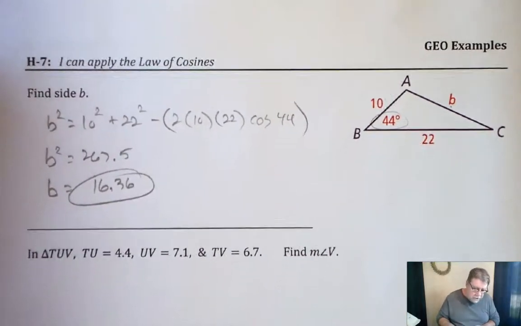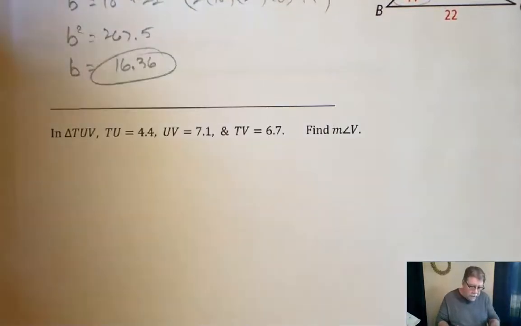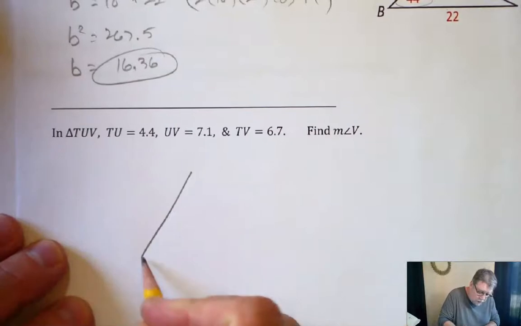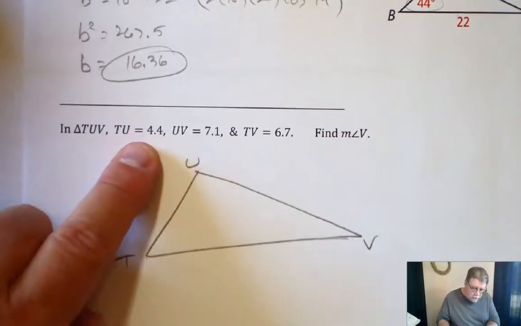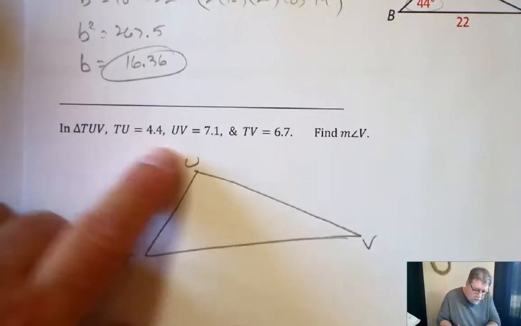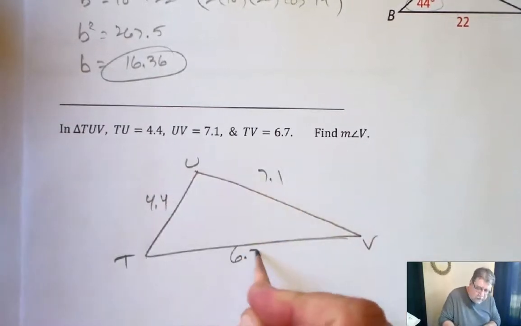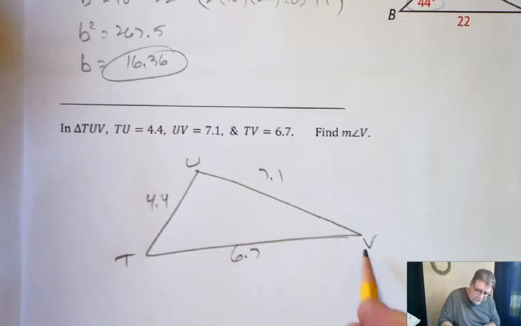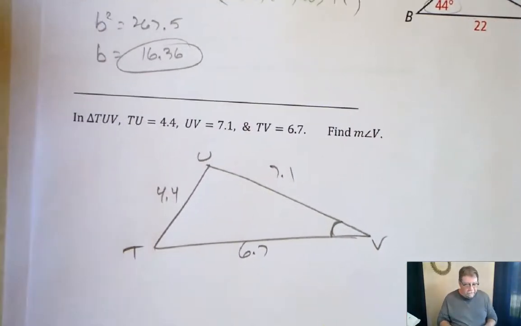All right, other question is this one. This time I don't draw the triangle, so let's draw the triangle. So let's just draw a triangle kind of like what we just had. Let's identify it as T, U, and V. So TU is 4.4. UV is 7.1, and TV is 6.7. Find V, the measure of angle V.